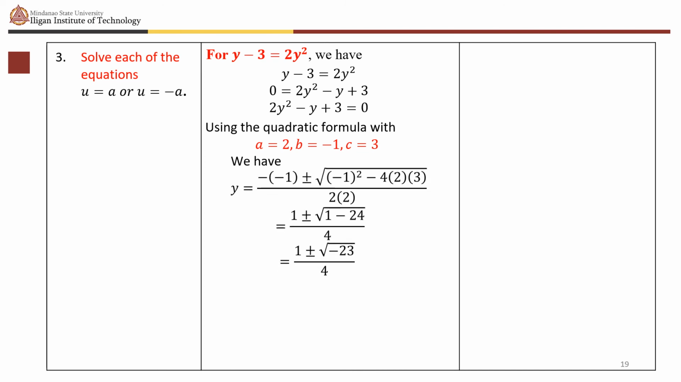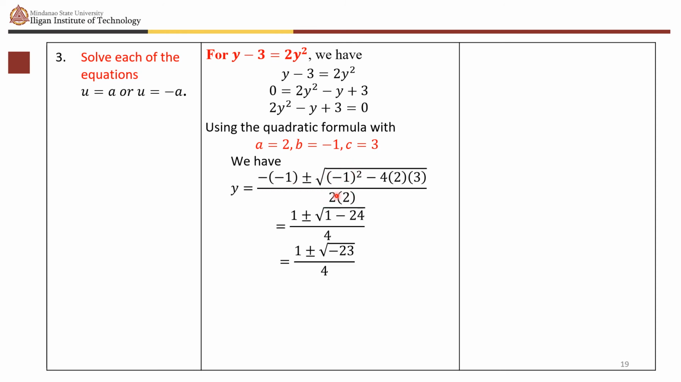If you remember again, the quadratic formula says you have y equals minus b plus or minus the square root of b squared minus 4ac all over 2a. So we now replace b there with negative 1, so minus of minus 1, plus or minus the square root of negative 1 squared.